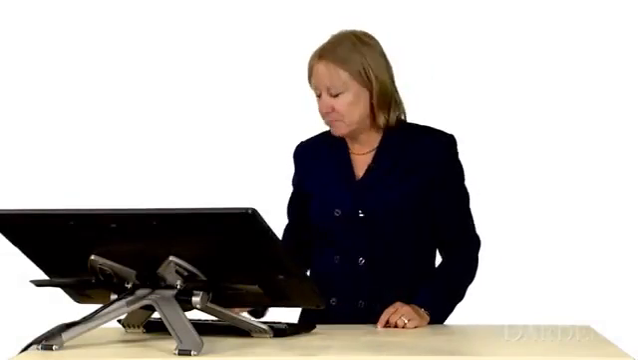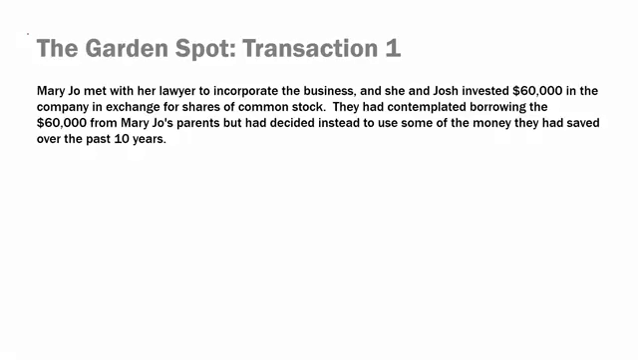Now let's take some time to apply what you've learned by recording transactions 1 through 5 from the Garden Spot case. In the first transaction, Mary Jo met with her lawyer to incorporate the business, and she and Josh, her husband, invested $60,000 in the company in exchange for shares of common stock. They had thought about borrowing the money from her mother, but they eventually decided just to take it out of the savings account that they had accumulated over the past 10 years.